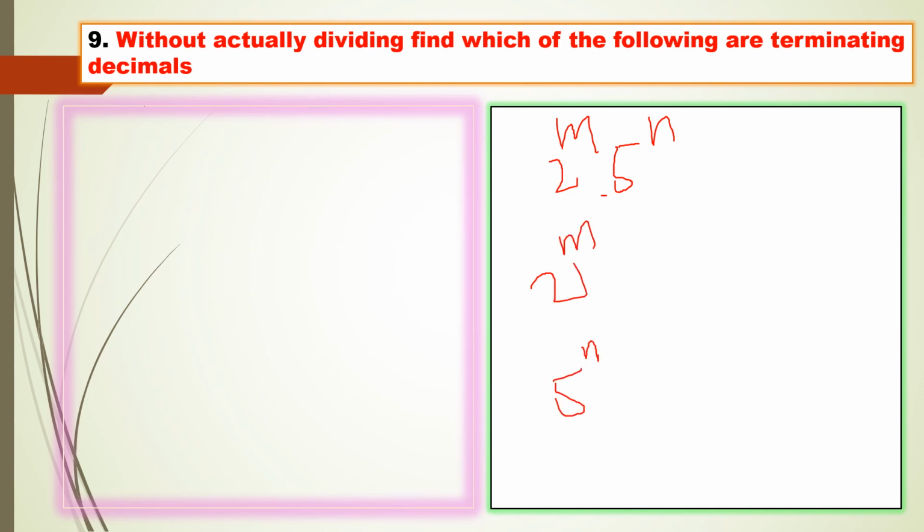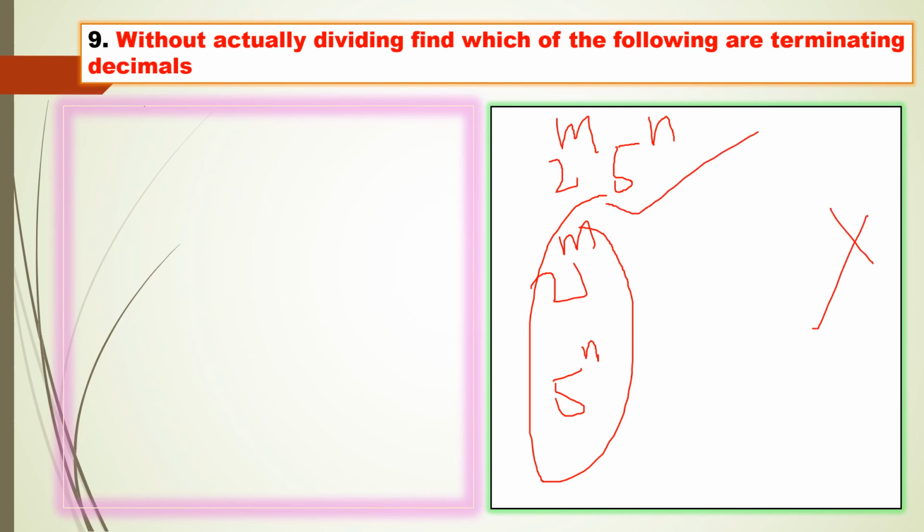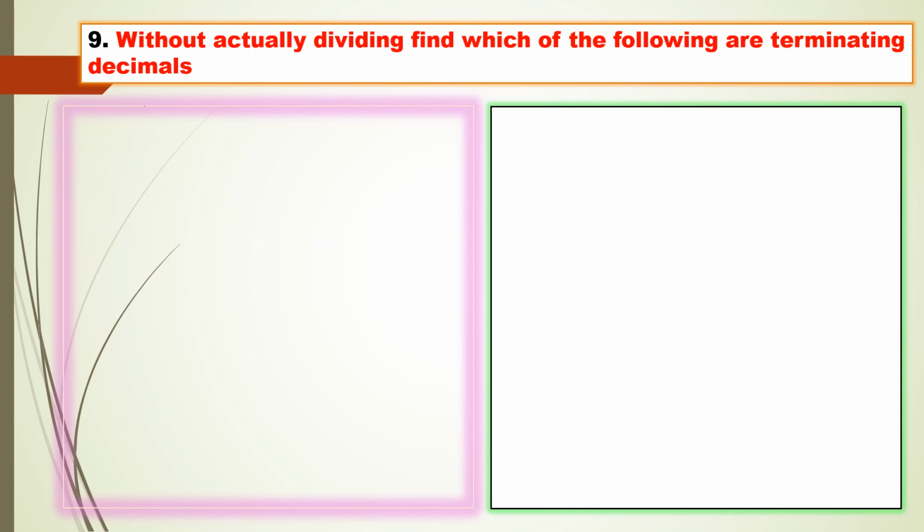Other than these 2, 5, no other number should come. Only these two are friends. These two should be there. Only this should be there, or only this should be there. No other friend should come into their party. Clear? So let us go to the first question.